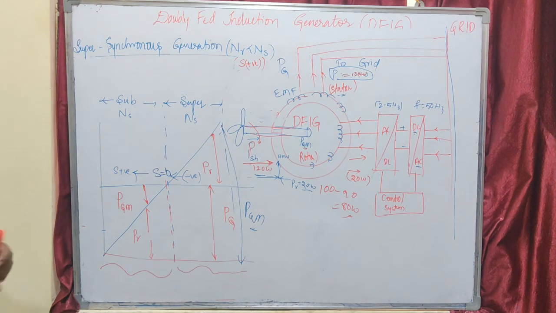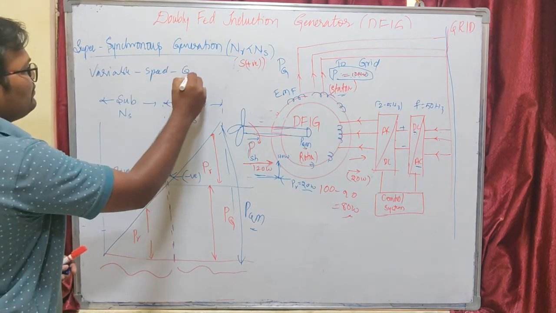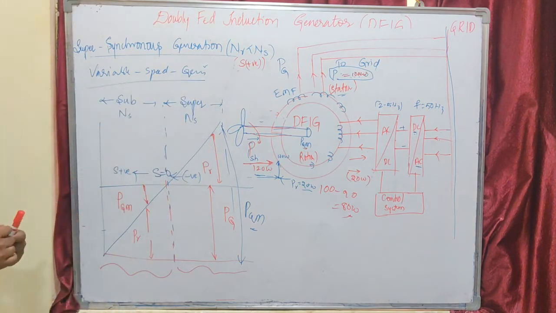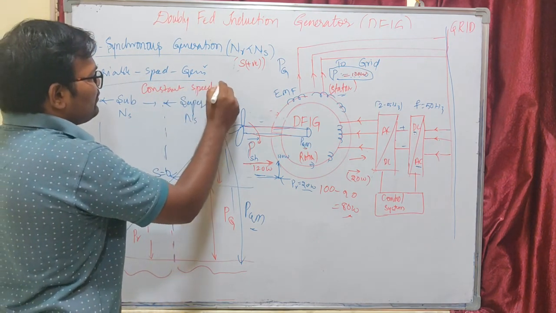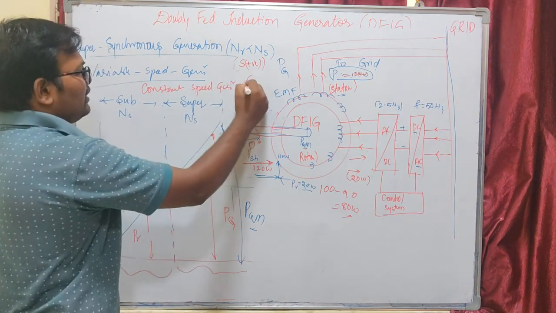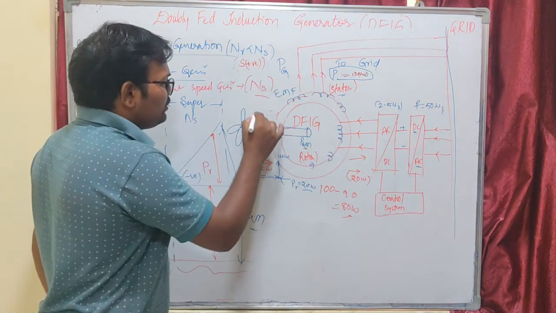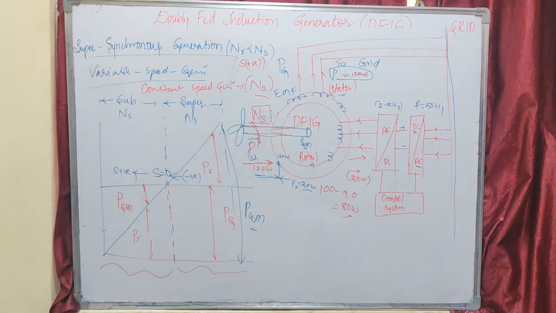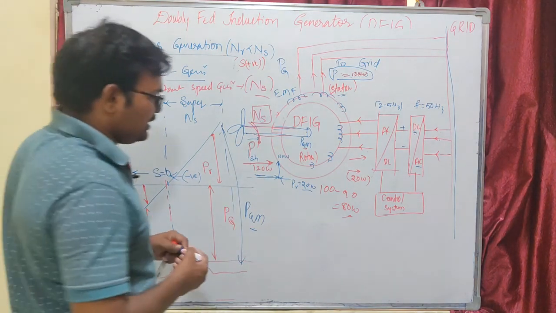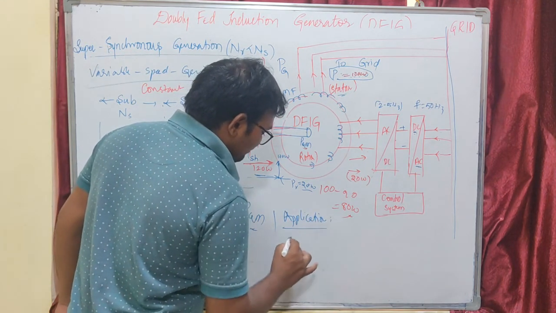It is a variable speed generator. You will see one important generator, the synchronous generator, which is a constant speed generator. In the 5th unit, you will come to see that the rotor of the synchronous generator has to be rotated at a constant speed, that is synchronous speed. So that is used in thermal power plants and hydel power plants. But the application of DFIG is wind power generation.